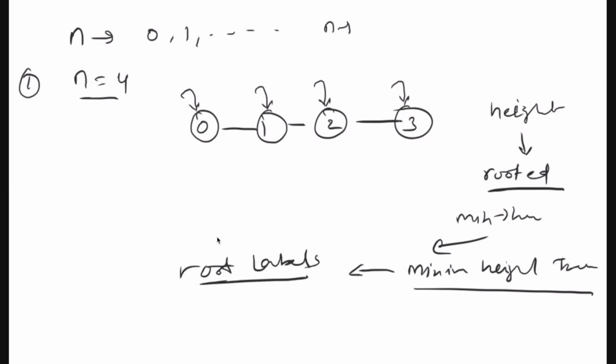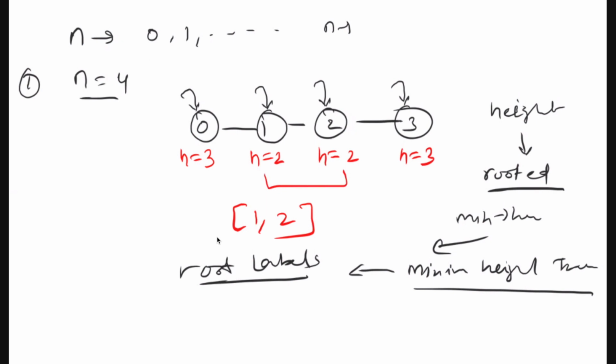So suppose in this example, the height when I consider 0 as the root would be 3. The height when I consider 1 as the root would be 2, and similarly for these two also. Now as we can see, the minimum height which we can get by considering all the rooted trees would be h equal to 2. So as an answer, we will have to return 1, 2. So this is a basic understanding of the problem.